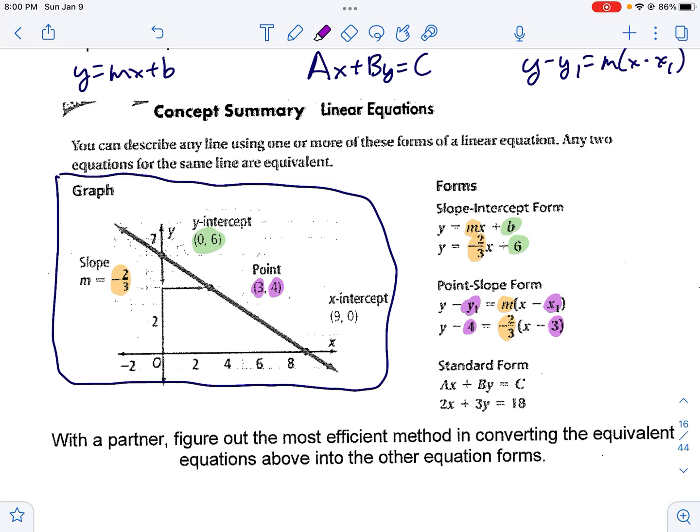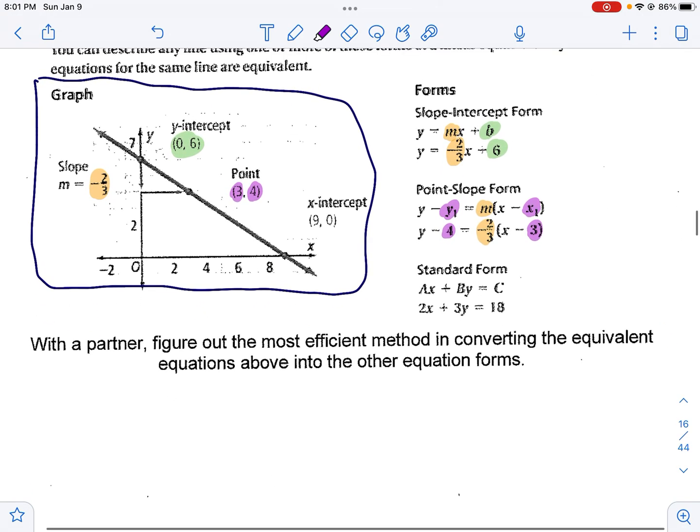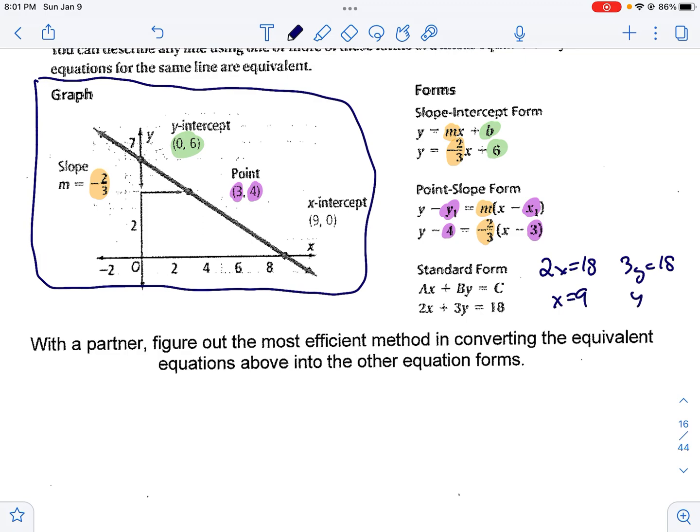Lastly, standard form, well, we'll see that doesn't correspond exactly with any of the information that's given to us in the situation, but it is something we can create, and we can verify the x and the y intercepts. 2x equals 18 solves to be x equals 9, and 3y equals 18 solves to be y equals 6.